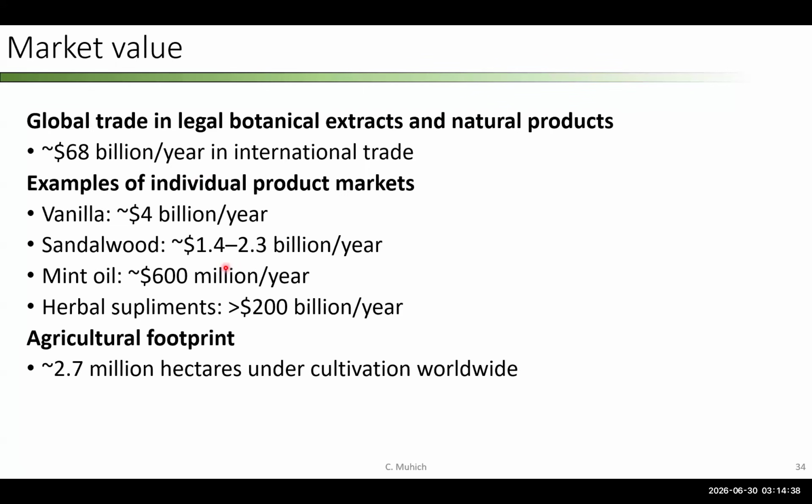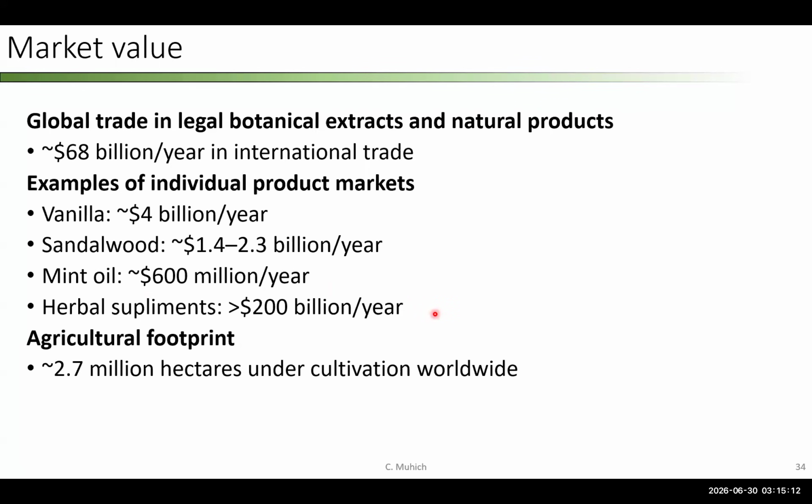Just as an example, vanilla beans are roughly a $4 billion a year industry. Sandalwood is about half that, even though much less sandalwood is exchanged in terms of tonnage than vanilla. Same thing, mint is only a $500 million a year industry, even though it is made on much larger scales.